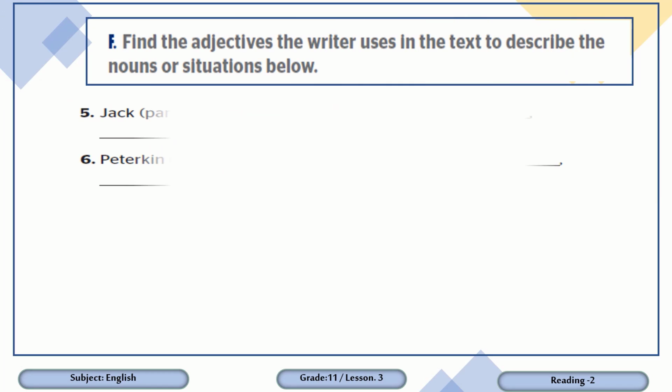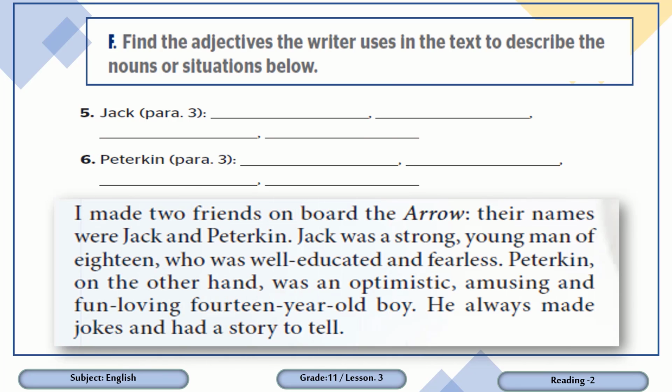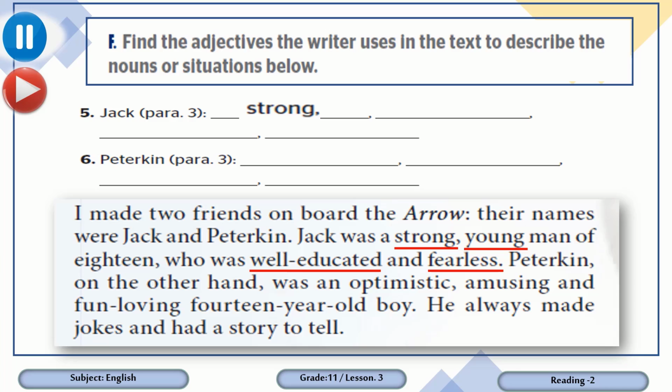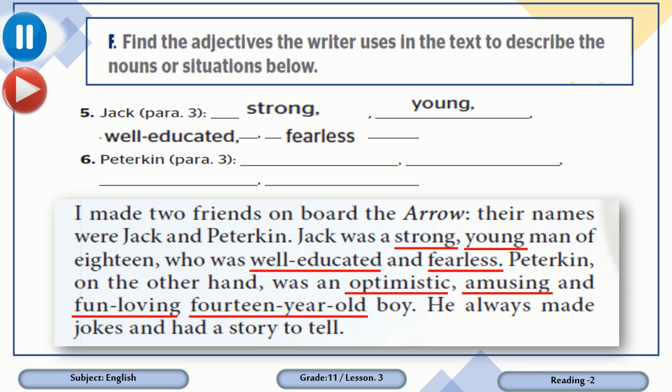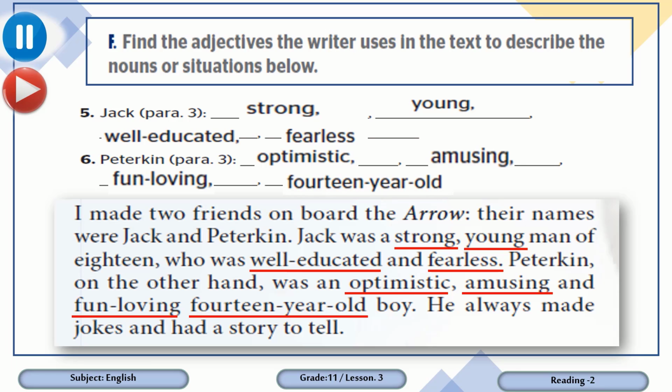Here are the nouns and situations, and here is paragraph 3, as we did with paragraph 2. Read paragraph 3, try to get the correct adjectives and write them in front of the nouns or situations. Pause the video, get your answers ready, then play the video again. Now, let's check the answers. Jack in paragraph 3 was very good, strong, young, well-educated, and fearless. Peter Ken was described to be excellent, optimistic, amusing, fun-loving, 14-year-old.